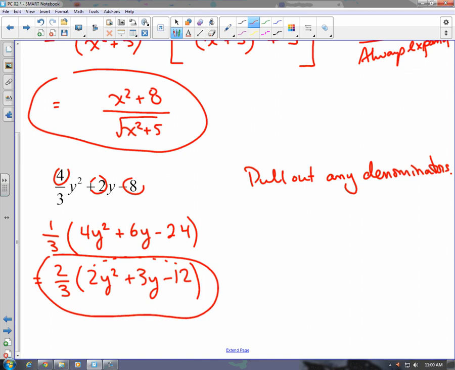Okay. Don't have to worry about the 2/3. We have no negative exponents. We have no rational exponents. And so we're good there.